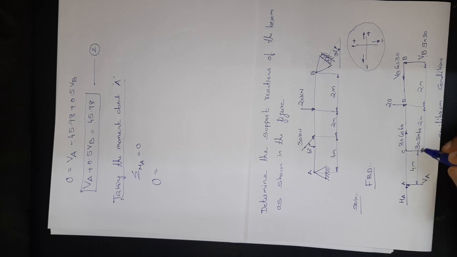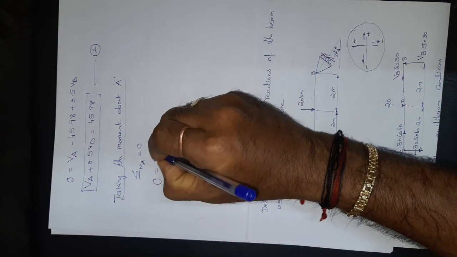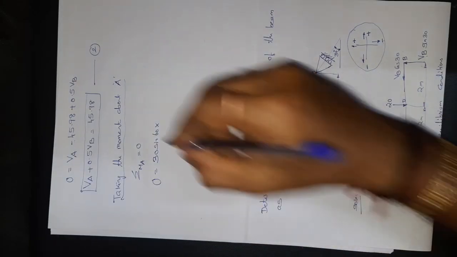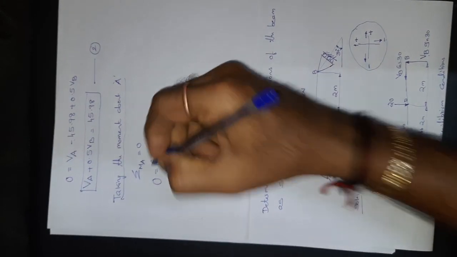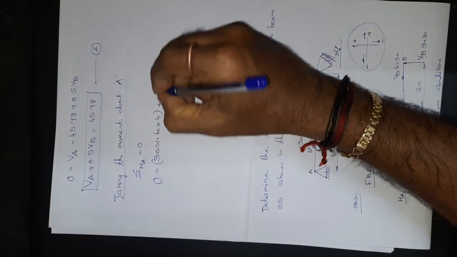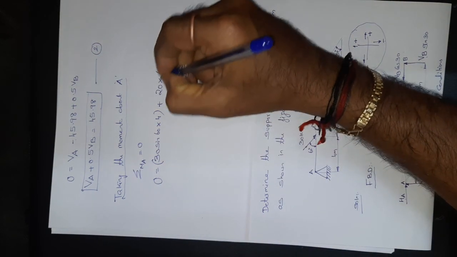So consider this force acting vertically downward, so it will tend to move in the clockwise direction, so positive sign. So 30 sine 60 into its perpendicular distance, which is 4 meter. Let me just move to point D, wherein a force is acting vertically downward. So it moves in the clockwise direction. So plus 20 into its perpendicular distance from the origin, which is 4 plus 2, which is 6.